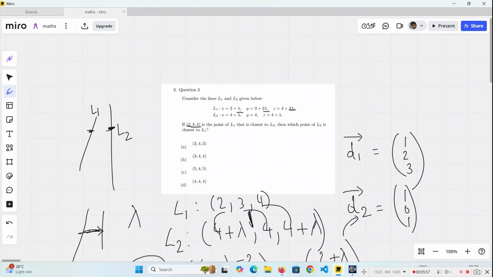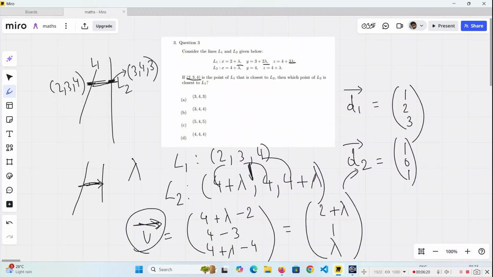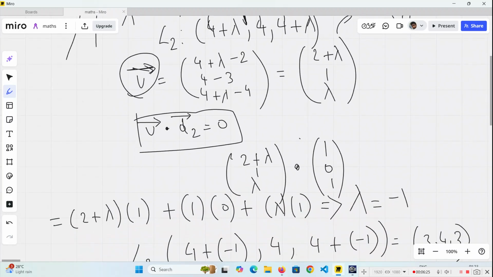So this is the point on L2 corresponding to the point on L1, that is 2, 3 and 4. So this point will be touching L2 at the point 3, 4 and 3. This is the shortest distance to L2. So this is the answer. The option will be A, I guess. Yes, A.